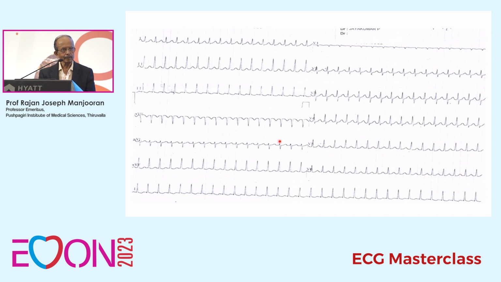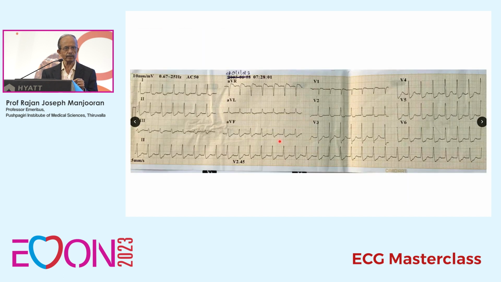This is a tachycardia, narrow QRS complex. Rate is around 200. So the diagnosis is supraventricular tachycardia. What variety? Is it AV nodal reentry tachycardia or is it AV reentry tachycardia? When the P waves are not seen at all, most likely they are submerged inside the QRS complex. That will most likely be an AV nodal reentry tachycardia. So here you are not able to see the P wave, so this is an AV nodal reentry tachycardia.